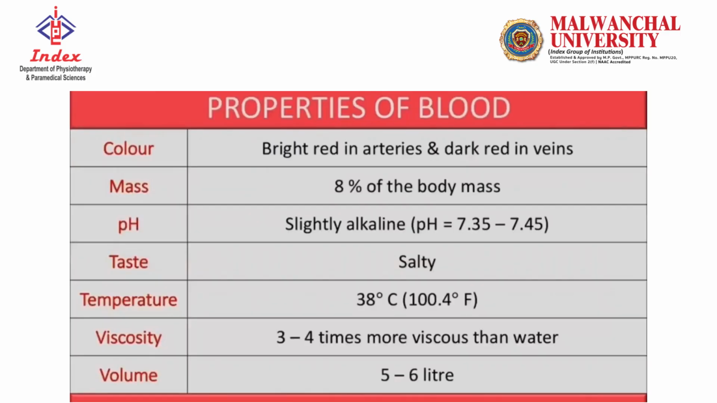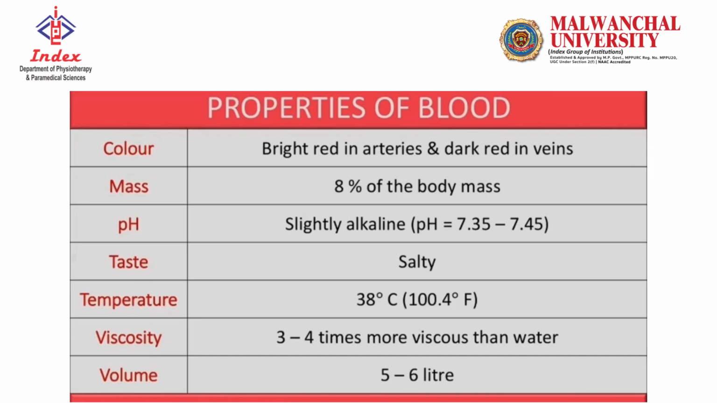Now we'll discuss properties of blood. Blood color: bright red in arteries and dark red in veins. Mass: 8% of the body mass. pH: slightly alkaline, 7.35 to 7.45. Taste: salty. Temperature: 38 degrees centigrade, and 100.4 degrees Fahrenheit.